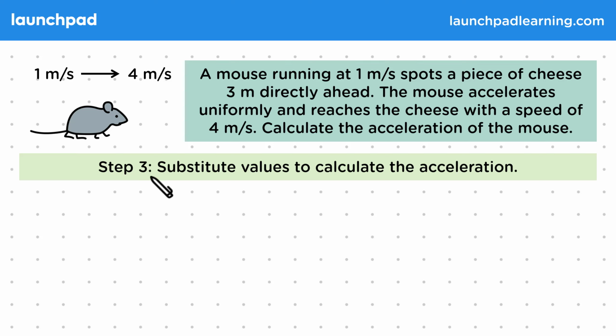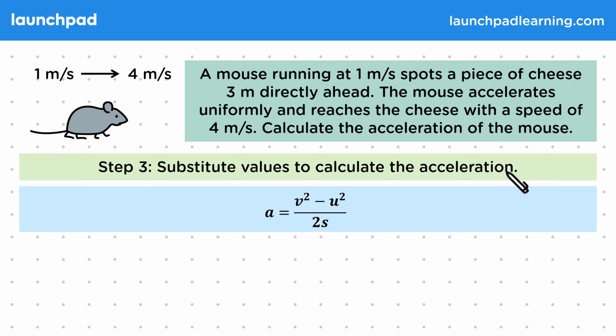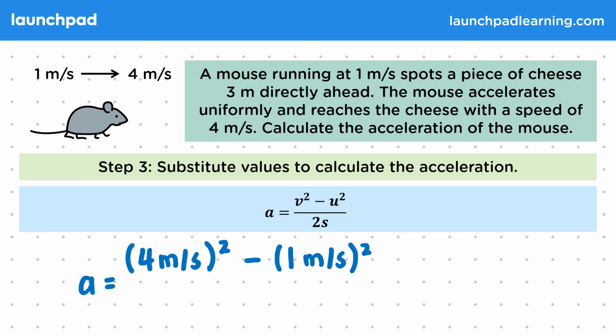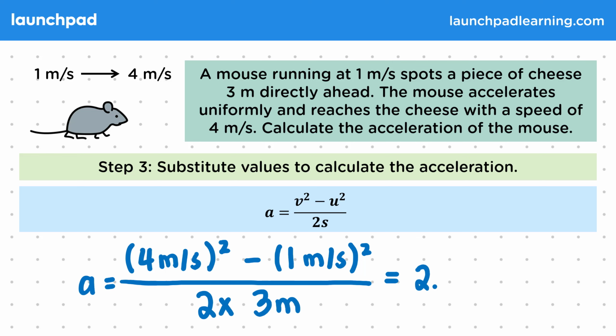Then in step 3, substitute the values to calculate the acceleration. So now we have our rearranged equation. All we need to do is substitute the values we listed in step 1. So we had that v was 4 meters per second, then u was 1 meter per second, and finally s was 3 meters. Putting all of this into our calculator gives us an acceleration of 2.5 meters per second squared.